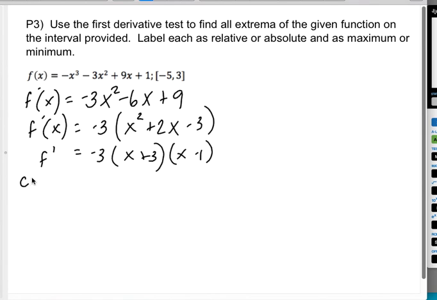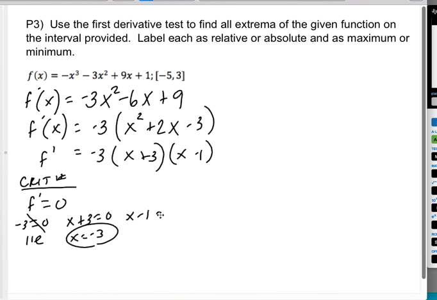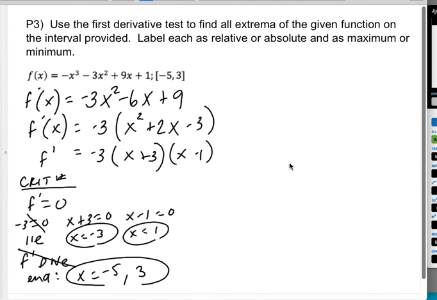Okay, so I want my critical numbers, right? That's going to happen when f prime is 0. Well, I can see just from having already factored that it's not when negative 3 equals 0, because that's a lie. But it is when x plus 3 is 0, so that's going to be x equals negative 3. And it's going to be when x minus 1 is 0, which is going to be at x equals 1. F prime does not exist is not an issue here because there's no denominator, and there are endpoints. The endpoints are x is negative 5 and x is 3. So what I'm going to need on my table are these 4 values.